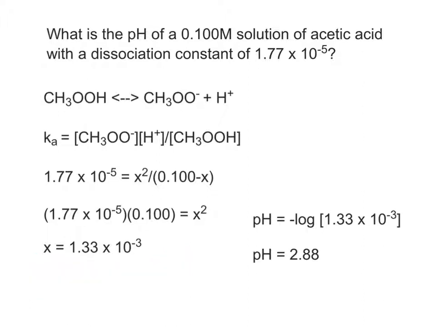So there we go. pH is the negative log of 1.33 times 10 to the negative third, and that gives us a pH value of 2.88. It's an acid solution, so it makes sense that it would be below 7, and it's about halfway between neutral and the strongest acid, which makes sense for this particular concentration. Acetic acid is somewhere in the middle of the acid range.